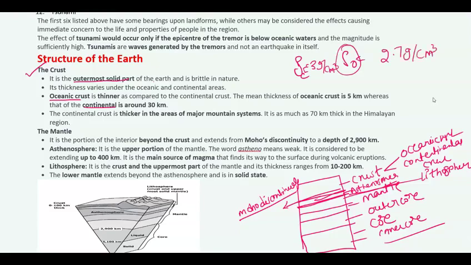Very important, remember. I'm talking about the density. Density is nothing but mass per volume. That's why I represent it in gram per centimeter cube. Okay. So oceanic crust is thinner and the continental crust is thicker. Continental crust spreads across almost 30 kilometers, and oceanic crust spreads across 5 kilometers.